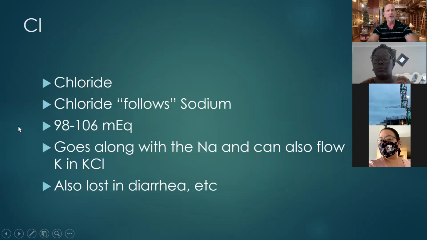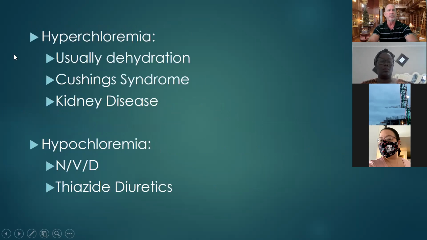Chloride follows sodium. Usually if your sodium is low, your chloride is low, etc. Here's the normal value, 98 to 106. Diarrhea is a big culprit. If you have diarrhea, you have a tendency to lose a lot of electrolytes. And then here are some causes again: kidney disease, Cushing's syndrome, and thiazide diuretics, another diuretic. These are good for affecting your balances.